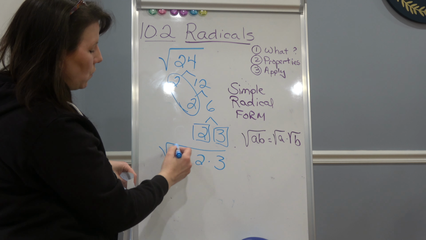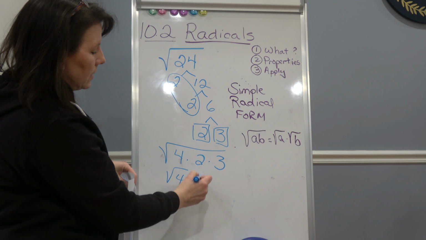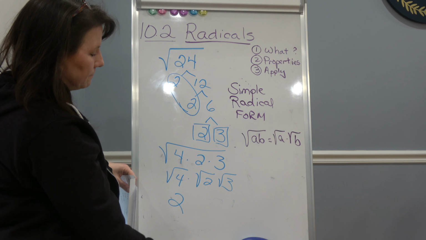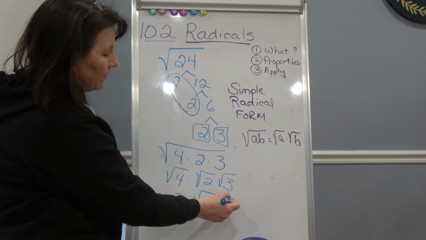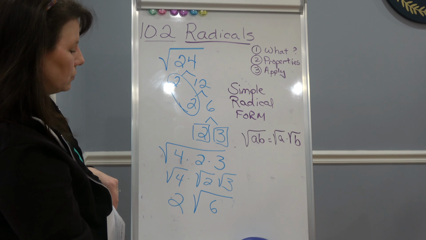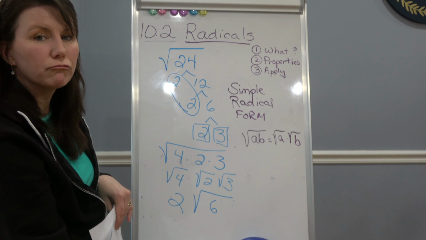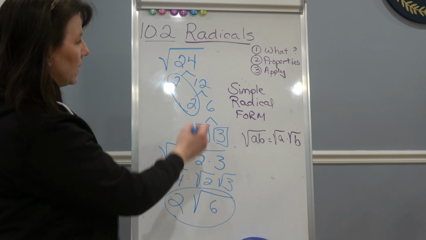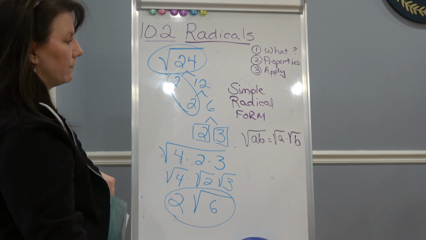And the square root of 4 is 2. And the square root of 6 can't be simplified, so I just multiply these two together to get 2 square roots of 6, or 2 root 6. So this is the simple radical form of the square root of 24.